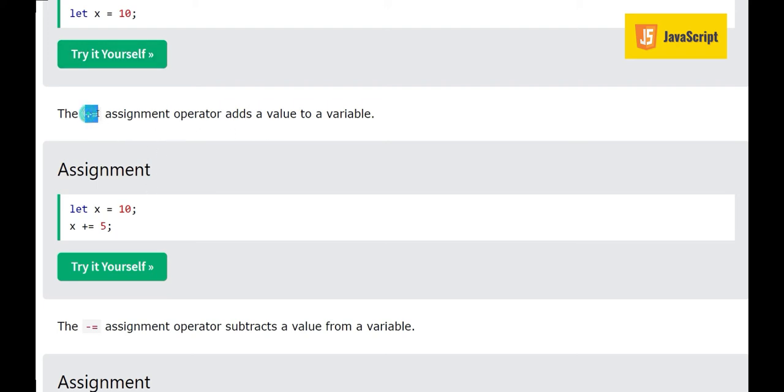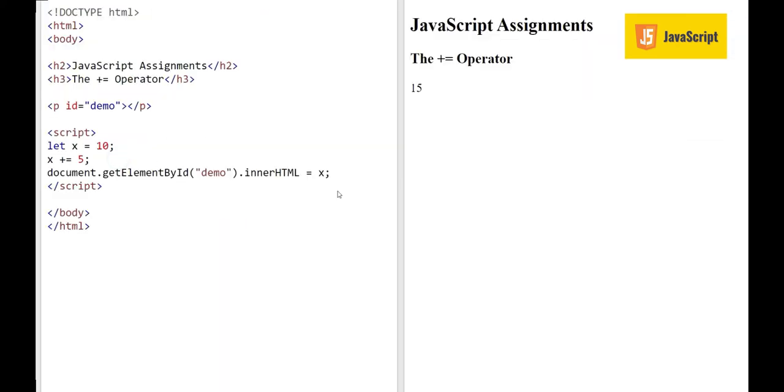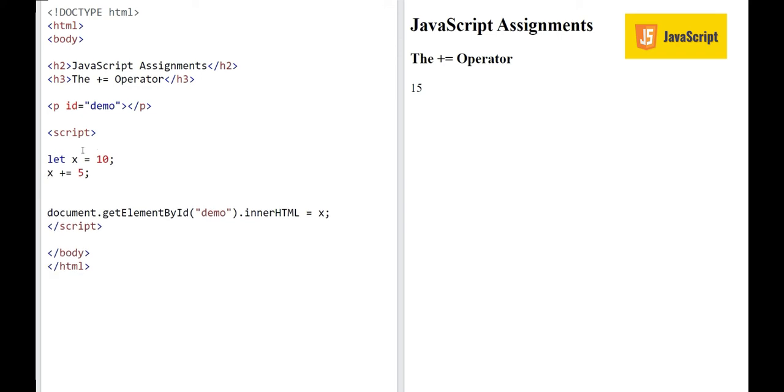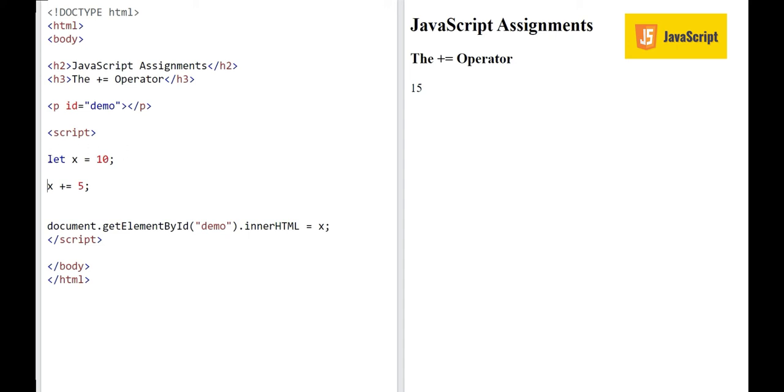Okay, next we have the plus equal to operator. This is a shorthand way to write x = x + y, as we have seen in the example above. Let's look at this in detail. See here, let x = 10. We have assigned a value 10 to x. Then we are saying x += 5. It means x = x + 5. It means we are adding 5 to 10 and it becomes 15. And when we display this value, it shows us 15. So if I make it 15 here, it should become 25, and see here it has become 25.